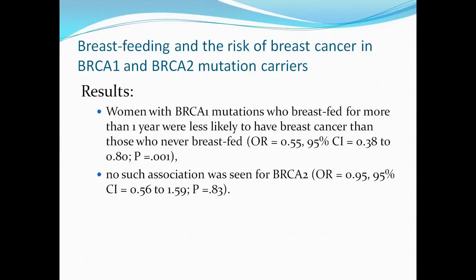But they also found and reported that there was no such association seen for BRCA2 mutation carriers. So the odds ratio was close to 1, or 0.95, and the 95% confidence interval was very wide. It was 0.56 to 1.59, and the p-value was 0.83. So it was not less than 0.05, and so this was not a significant result.